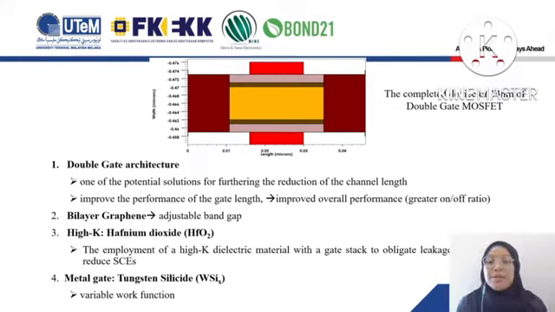Next, the material used in my design is bilayer graphene, which is proven to be a suitable material to have an adjustable band gap, while the high K used in my design is hafnium dioxide. The employment of a high K dielectric material with a gate stack is to obligate leakage current and to reduce the short channel effect. The metal gate used in my device is tungsten silicide, which has variable work function, suitable to use for both NMOS and also PMOS.